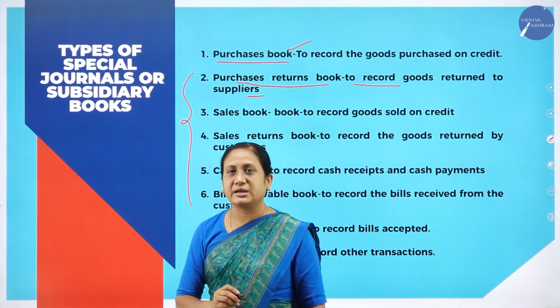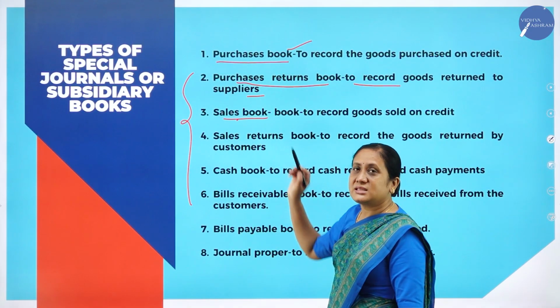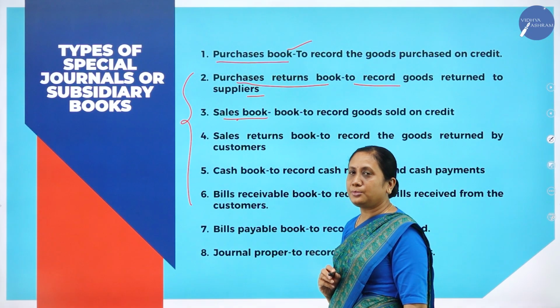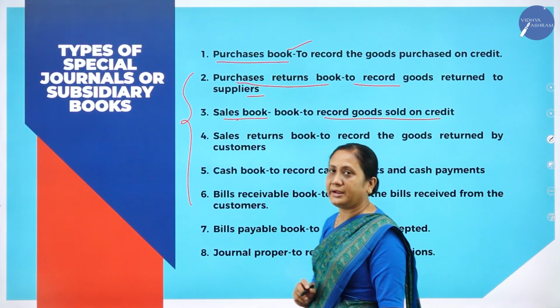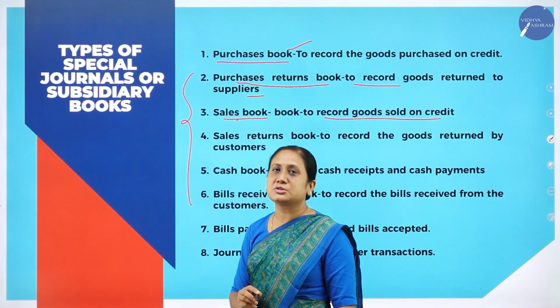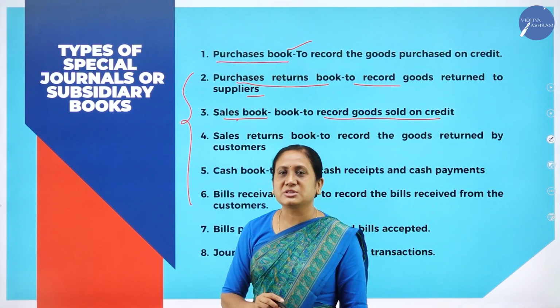Those purchases returns will be recorded in a separate subsidiary book called the purchases returns book. Similarly, one more book is the sales book. The sales book is also a type of subsidiary book in which we record all the goods sold on credit. Whatever goods are sold on credit will be recorded in the subsidiary book called the sales book.